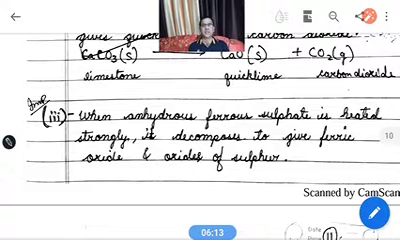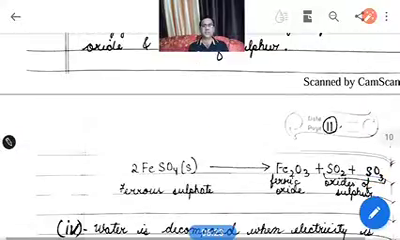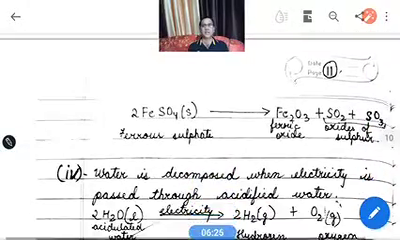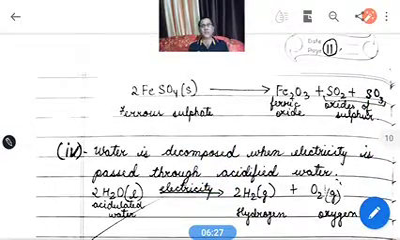Next example, when anhydrous ferrous sulfate is heated strongly, it decomposes to give ferric oxide and oxide of sulfur. So for the next example, you see iron sulfate, FeSO4, when it breaks, it forms Fe2O3, ferric oxide, plus oxide of sulfur, which includes sulfur dioxide and sulfur trioxide. So this is also an example of decomposition reaction.